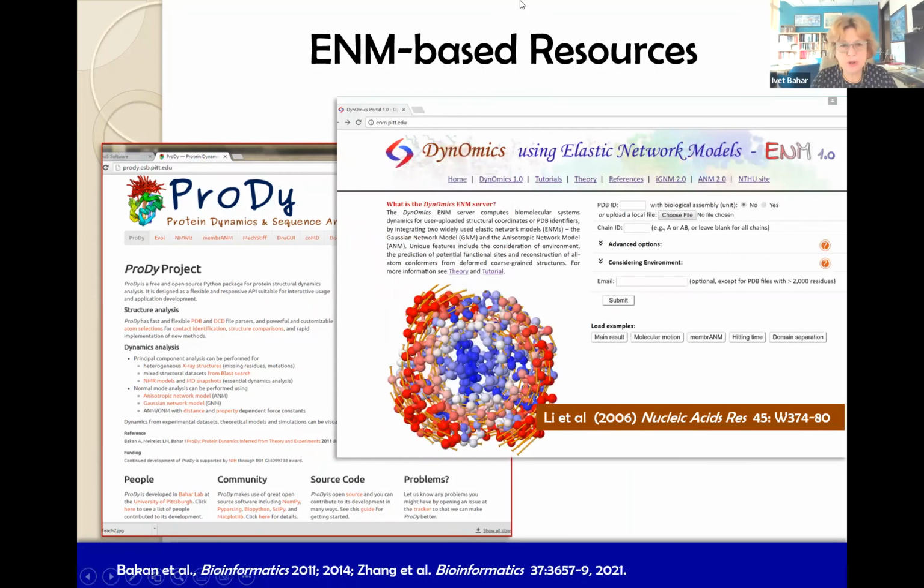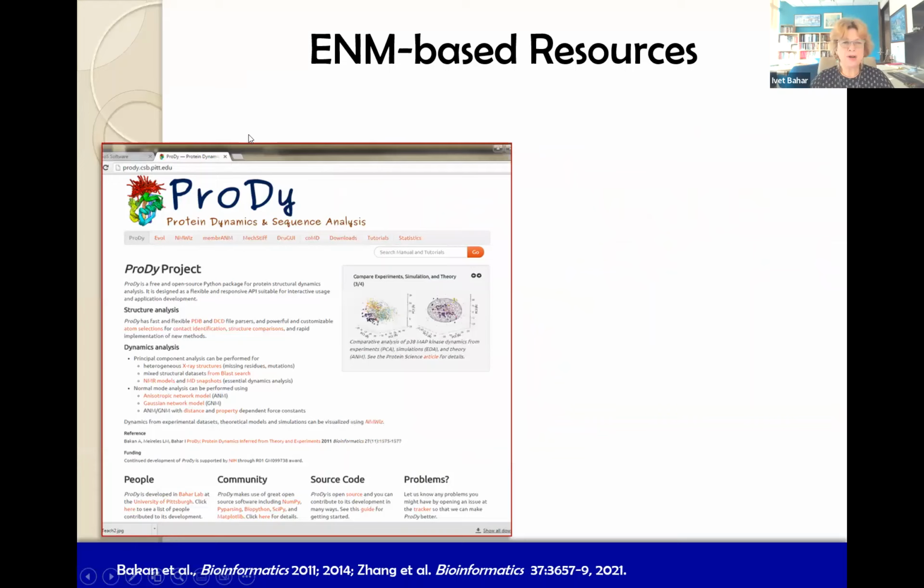Now, in addition to ProDy, we have also another interface called Dynamics. Both of them originally started with elastic network models, but we have extended well beyond that, including hybrid models that combine with molecular dynamic simulations. The major difference is that Dynamics has been designed for biologists and doesn't require any programming language. ProDy, on the contrary, is designed for computational biologists and would be requiring a Python programming language. So there's a little bit more effort to use ProDy.